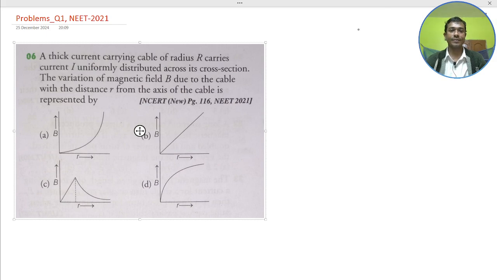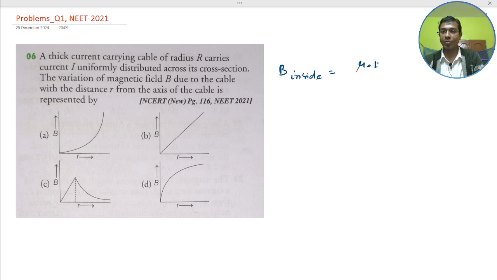First one is coming in NEET 2021. A thick current carrying cable of radius r carries current I uniformly distributed across its cross section. The variation of magnetic field, what would be the better graph? So for the current carrying wire, for the inside we just know the magnetic field is mu naught I divided by 2 pi r square, which we know from our previous chapter summary in a nutshell.